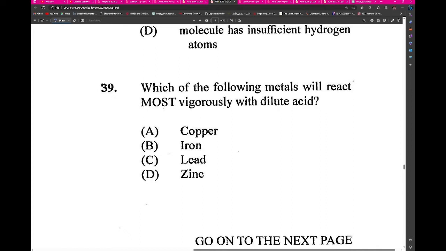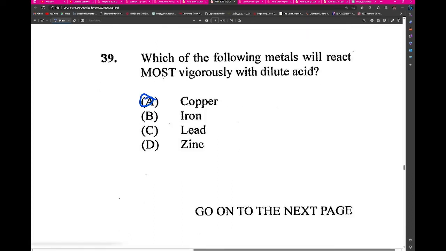We should note that lead itself is more reactive than iron, and iron is more reactive than zinc, right? But copper would be more reactive than all of them. So copper is probably the best one, right?